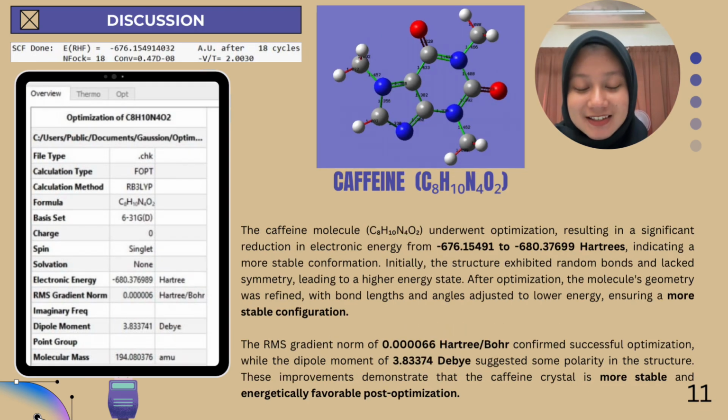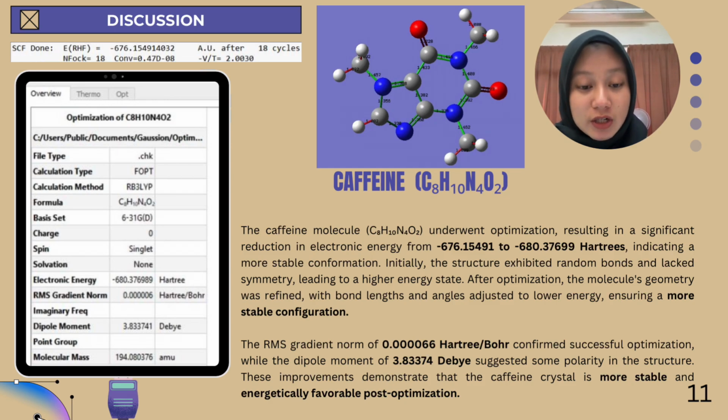Next, let's discuss the caffeine molecule, which underwent optimization, resulting in a significant reduction in electronic energy from negative 676.15491 to negative 680.37699 Hartree. So this indicates a more stable conformation.